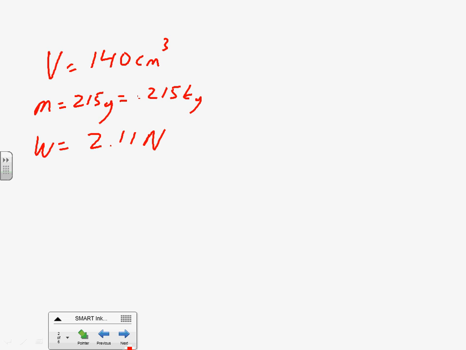Now here's the thing. We know that this ball is completely underwater. It's got a volume of 140 cubic centimeters. So this volume is not only the volume of the ball, it's also the volume of the water displaced by the ball. What we need to know, first of all, is the buoyant force. And we know the buoyant force is equal to the weight of the water displaced. So we need to know how much 140 cubic centimeters of water weighs. To figure that out, we're going to go to density.